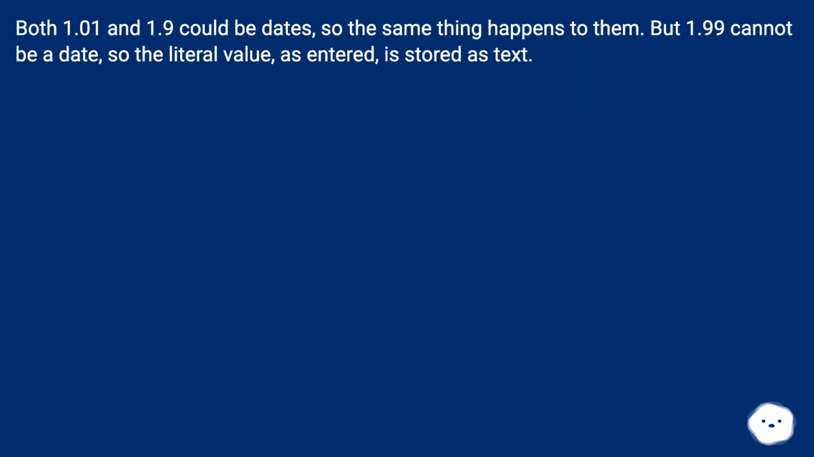Both 1.01 and 1.9 could be dates, so the same thing happens to them. But 1.99 cannot be a date, so the literal value, as entered, is stored as text.